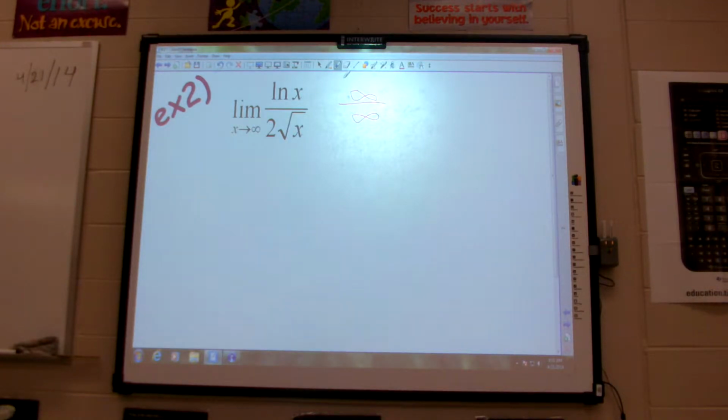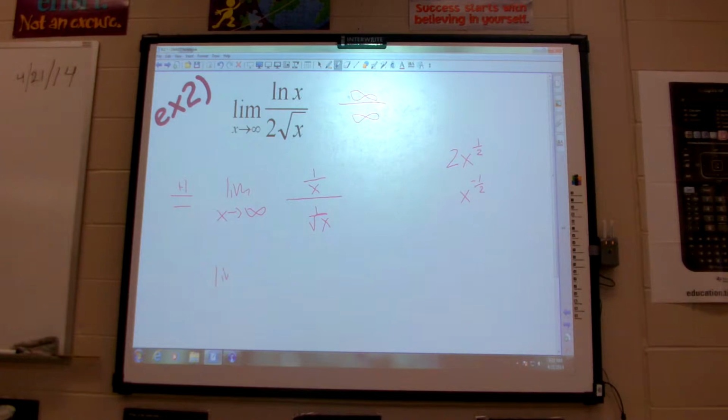So, L'Hopital's rule applies. So, H, limit, x goes to infinity. What is the derivative of the top? 1 over x. Now on the bottom, there's really 2x to the 1/2. So its derivative is x to the negative 1/2, which is 1 over square root of x. You with me there? What should I do here? KFC.